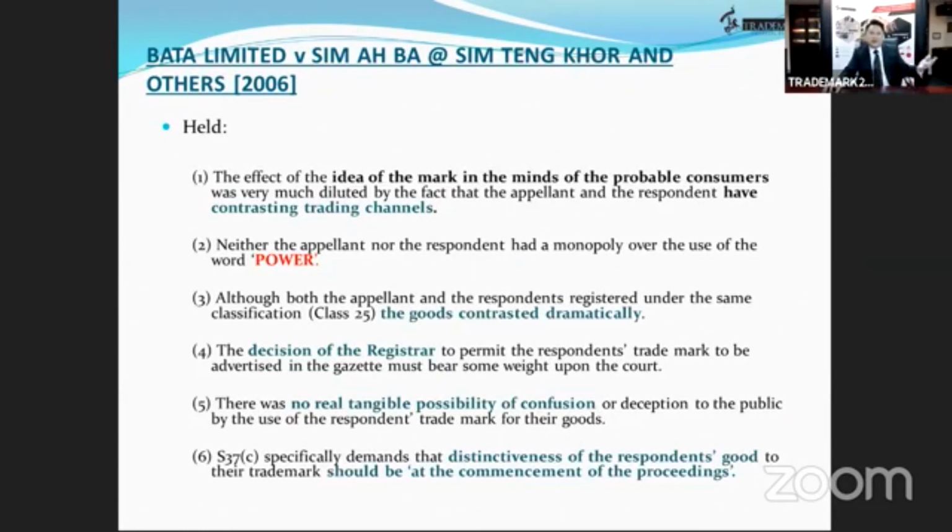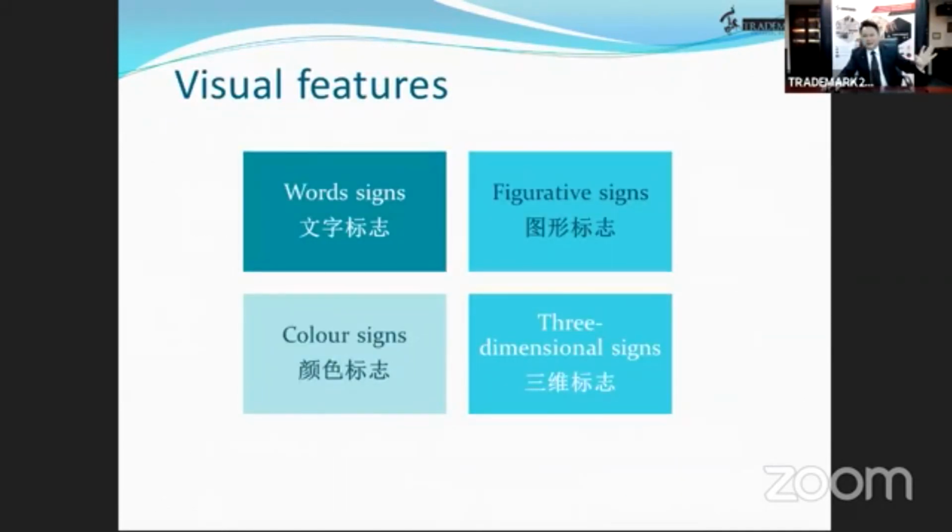Therefore, in conclusion, Bata lost the case, because he couldn't prove any infringement. He doesn't even own a monopoly on the trademark power. So he lost the case. That's the conclusion from the case. So we look at the visual effects.